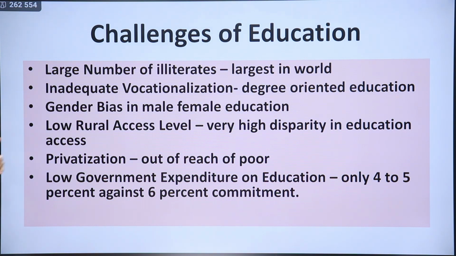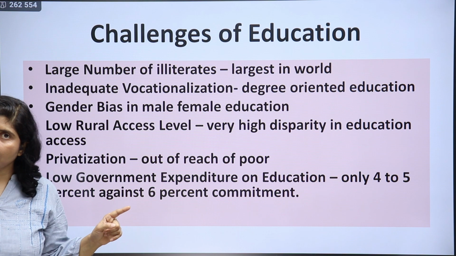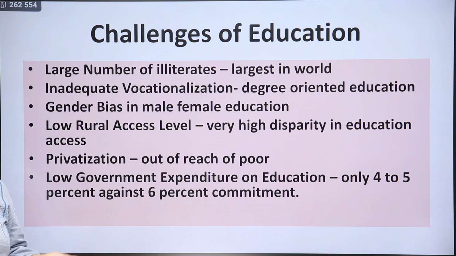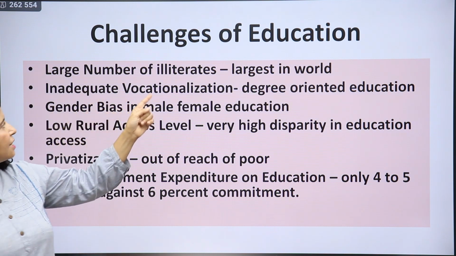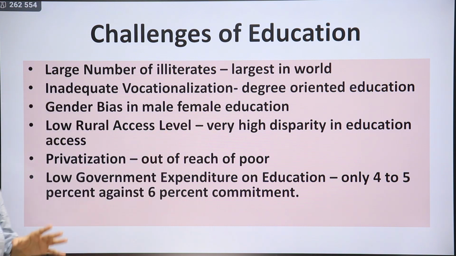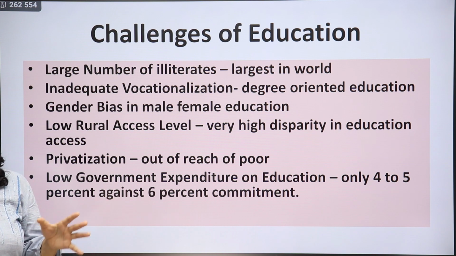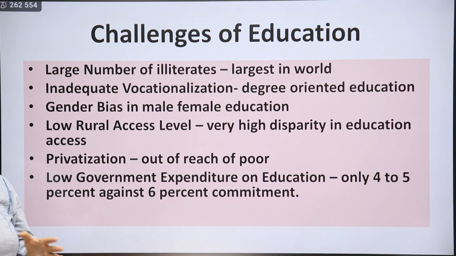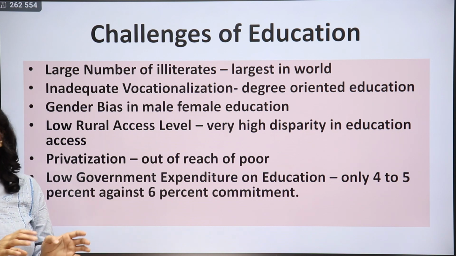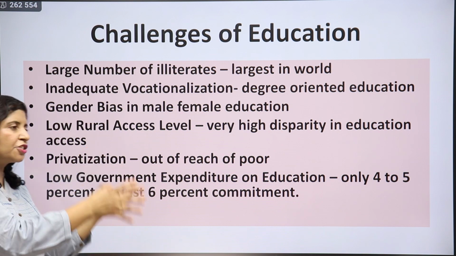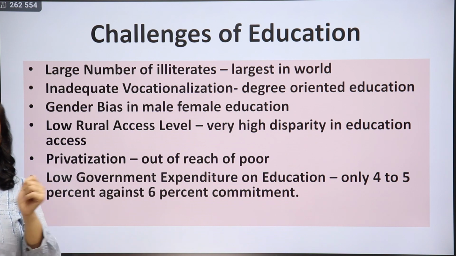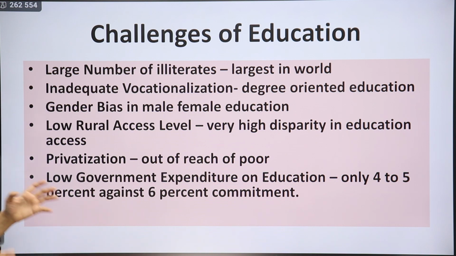Challenges of education: a large number of illiterates, the largest in the world. This is for the simple reason that we have the largest number of people living in India. Then inadequate vocationalization, degree-oriented education. See, we do not get on-the-job training or training that can be used for some technical purposes, or we can't go and work somewhere. It is only bookish knowledge we are having. It is theoretical knowledge. We don't have practical knowledge. We don't have vocational knowledge of becoming a carpenter or technician or any other skilled labor. It is only theoretical, degree oriented.